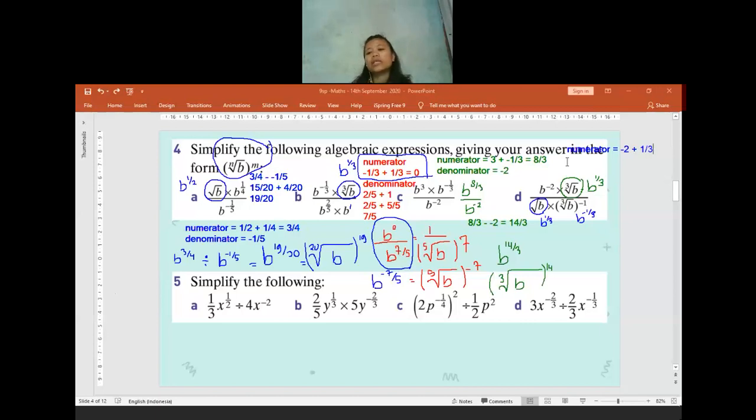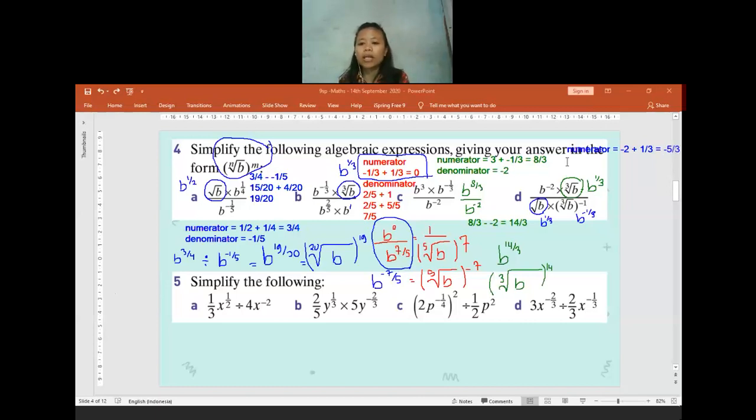You have to make sure that you change the numbers into the same denominator first before you calculate. Has anyone found the answer? Negative 2 is negative 6 per 3, plus 1 per 3, it's going to be negative 5 per 3. Okay, correct. So we write it as negative 5 per 3.